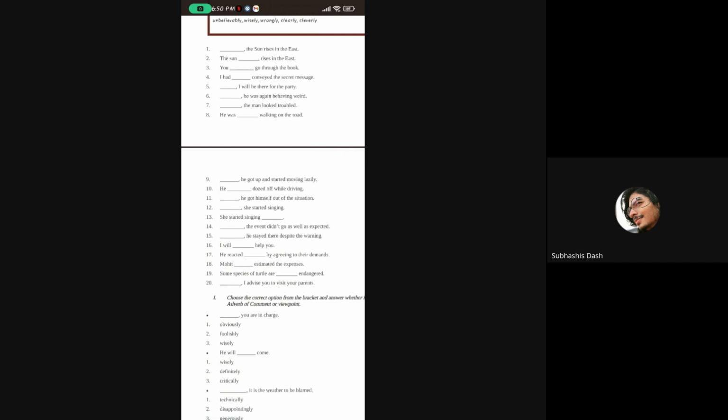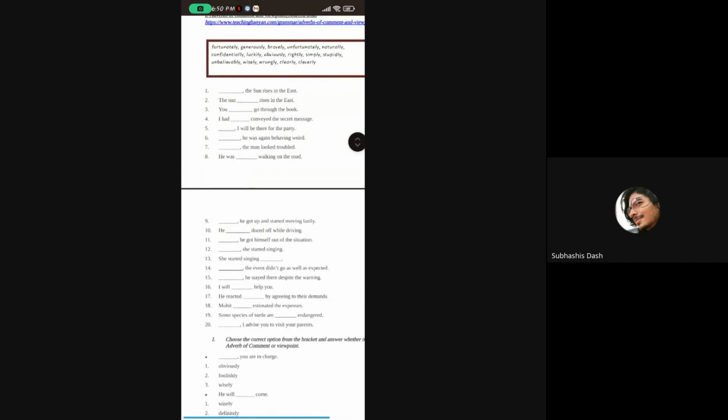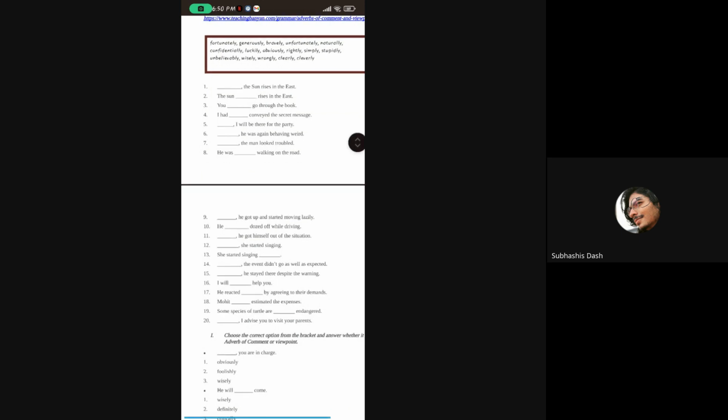So 14th one, dash, the event didn't go as well as expected. Unfortunately, the event didn't go as well as expected. Okay. 15th, dash, he stayed there despite the warning. Bravely. Stupidly. Stupidly, or you can say wrongly, or you can again say unfortunately, right? All of those would be okay there.